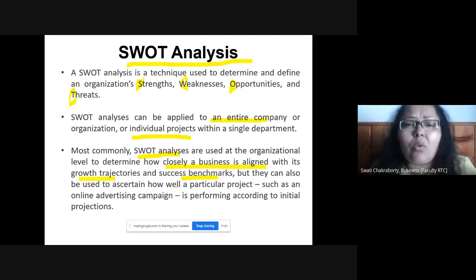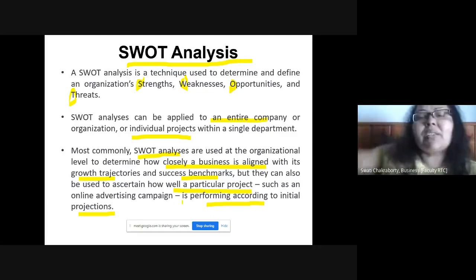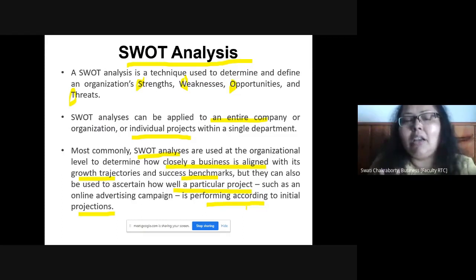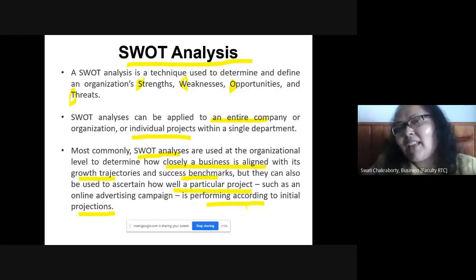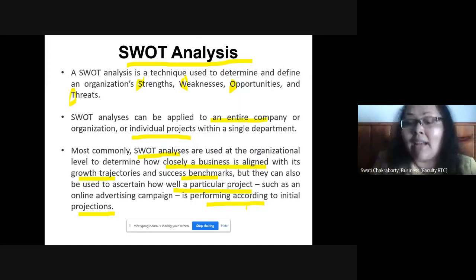The other thing is, when there's a particular project coming about, how well the project is being implemented as per the plan. So it's not just the company as a whole, as I said, but also a particular project in that company. How far has it been able to implement whatever has been planned and abide by it? SWOT helps in analyzing it.